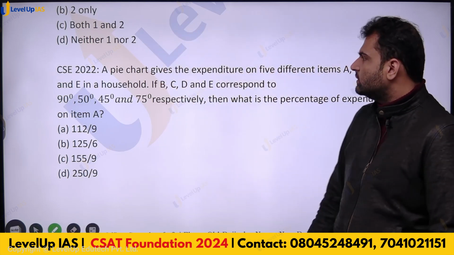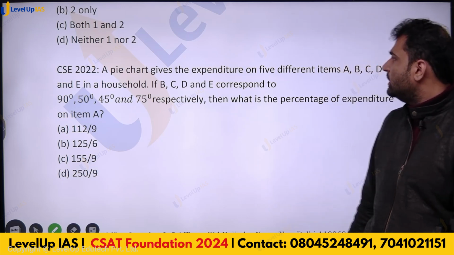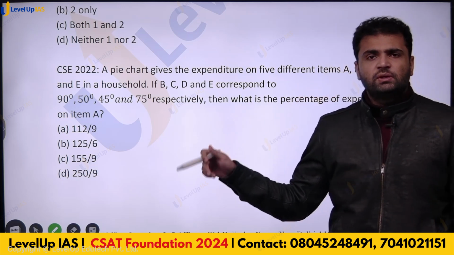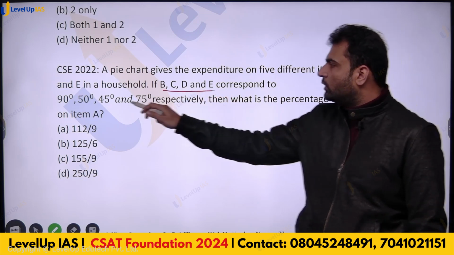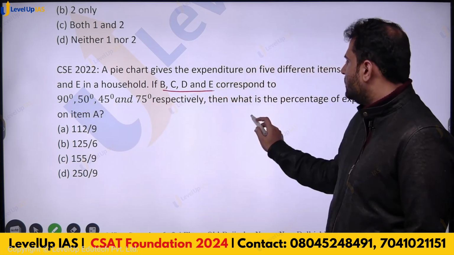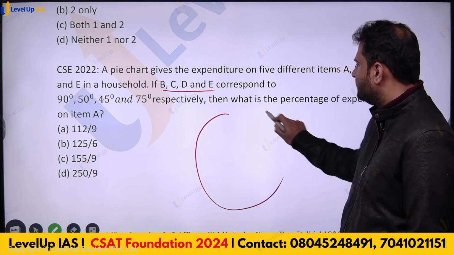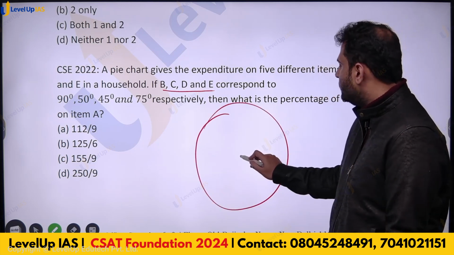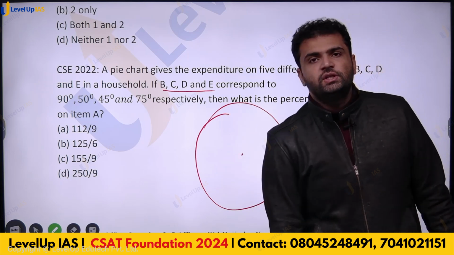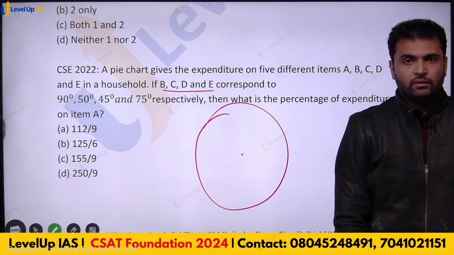What they are saying is, we have a pie chart, okay? And expenditure on 5 different items is given, A, B, C, D, E. And each of the B, C, D, E correspond to these angles. So that we know. A pie chart is basically a circular graph where the weight of each division corresponds to the central angle.